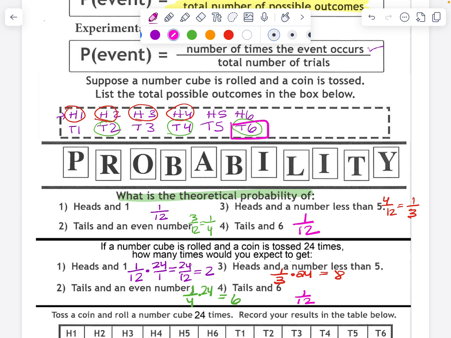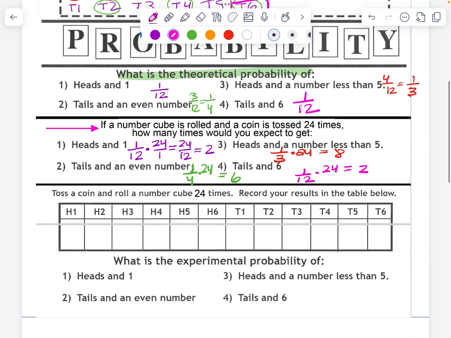All right, so that is expected outcomes, what you would expect to get. You just multiply your theoretical probability by the number of trials. The last thing we're going to look at with these notes is you're actually going to try this experiment. Of course, I'm not going to sit here and roll a number cube 24 times and toss a coin 24 times, but you would keep track of how many times you got each thing, just with tally marks.